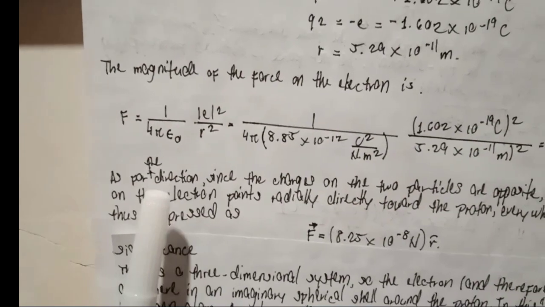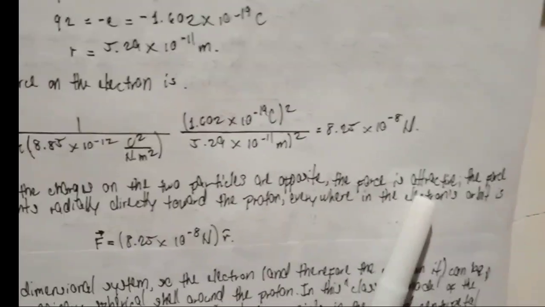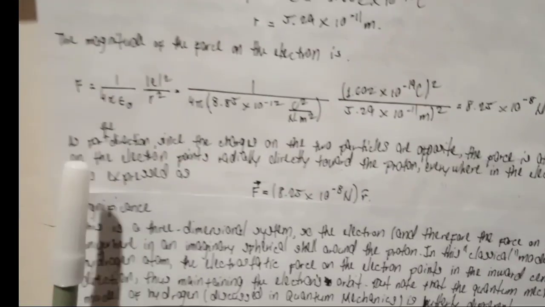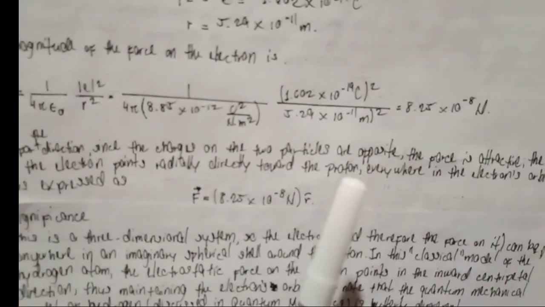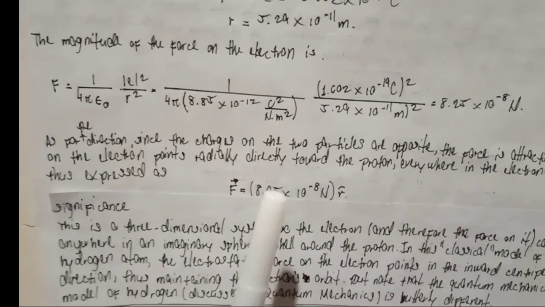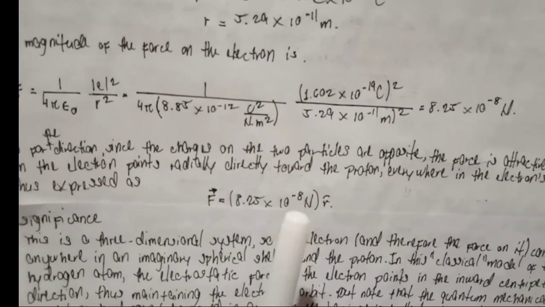As for the direction, since the charges on the two particles are opposite, the force is attractive. The force on the electron points radially directly toward the proton everywhere in the electron's orbit, and is thus expressed as F equals 8.25 times 10 raised to the power of negative 8 newton.